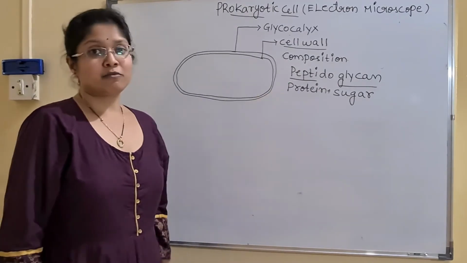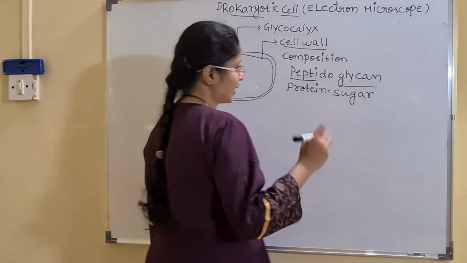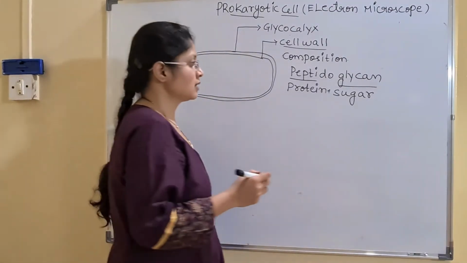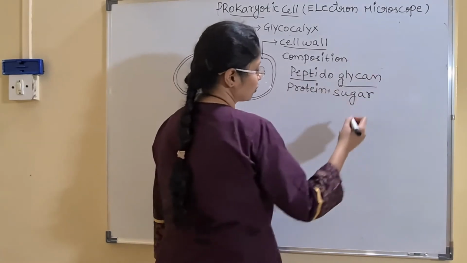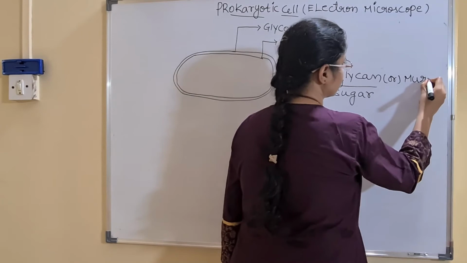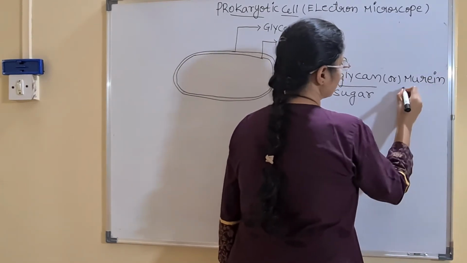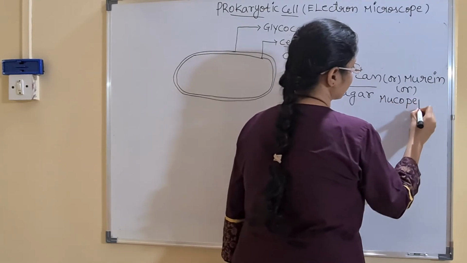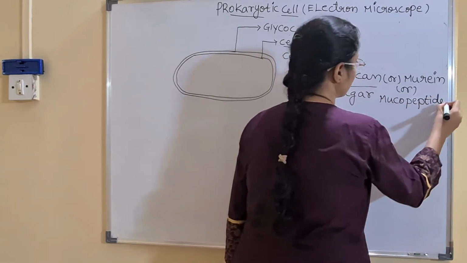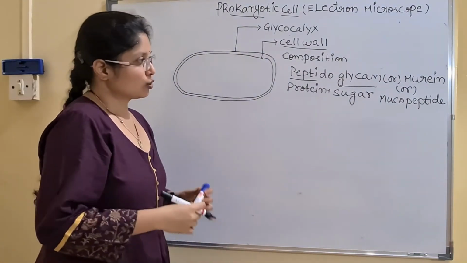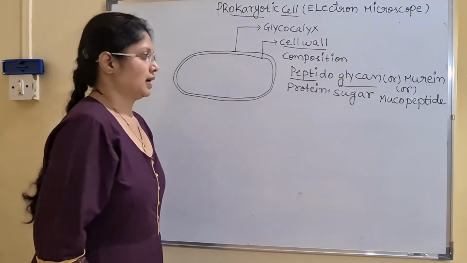The other name for peptidoglycan, this is very important children, regarding NEET you have some questions that I will discuss. Peptidoglycan is also called murein or mucopeptide. Okay, peptidoglycan is also known as murein or mucopeptide.